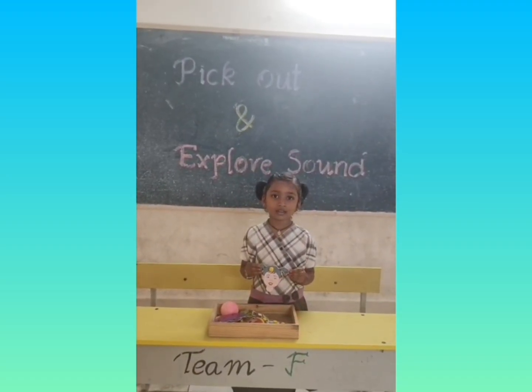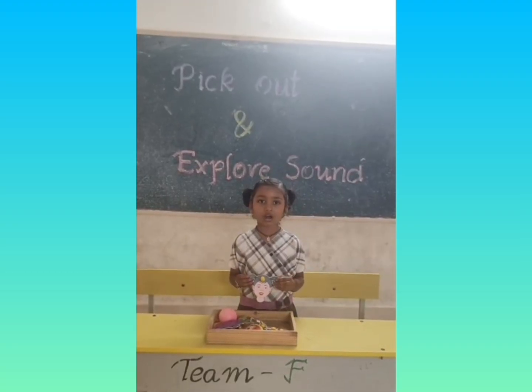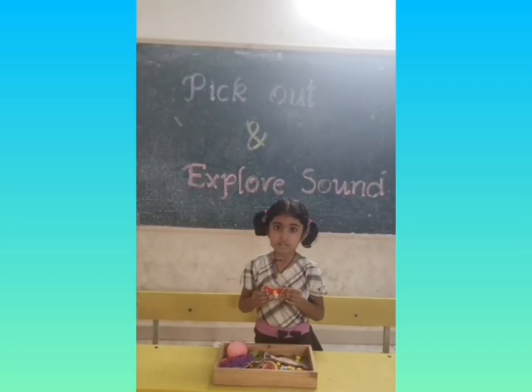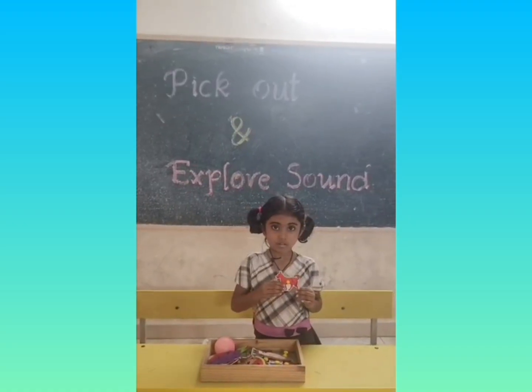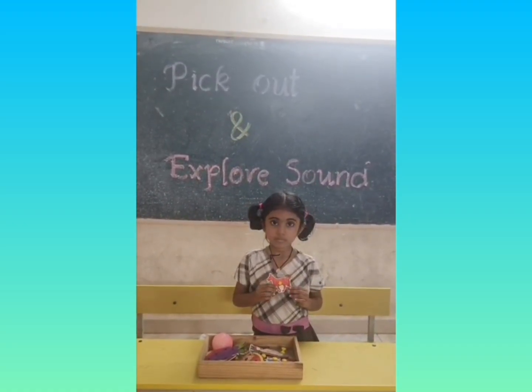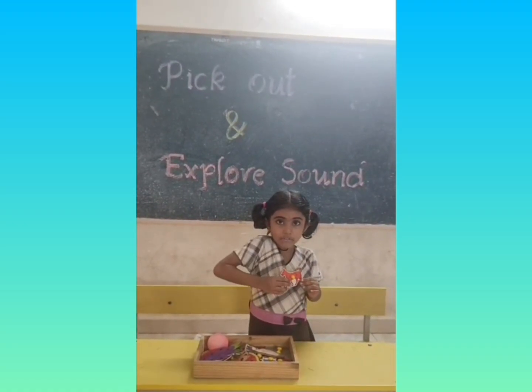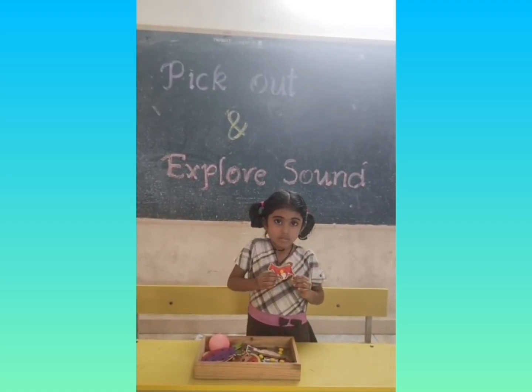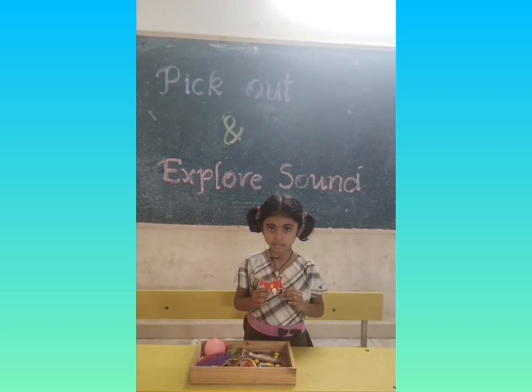Head. Pick one thing. What is that? Dog. So, what is the spelling of dog? Dog. Okay, D was the dog. So, what is the first letter? D. So, explore the sound of D.